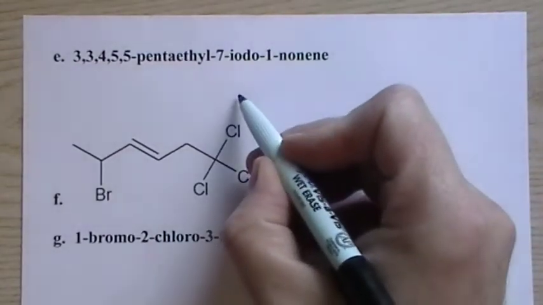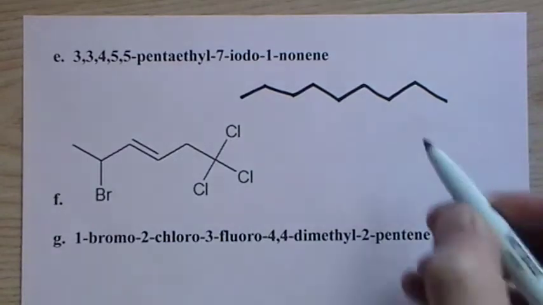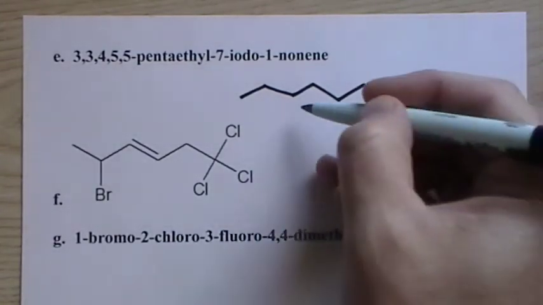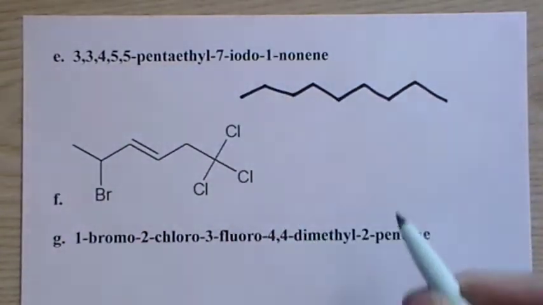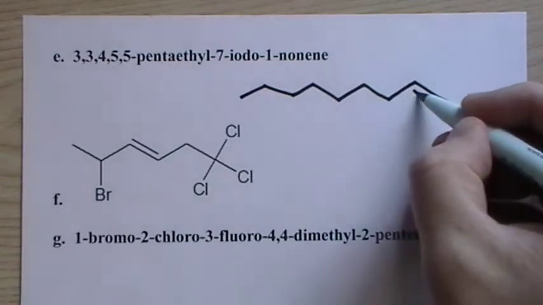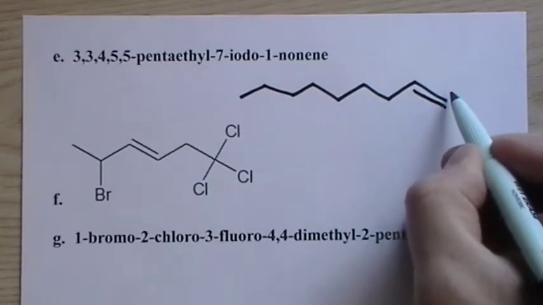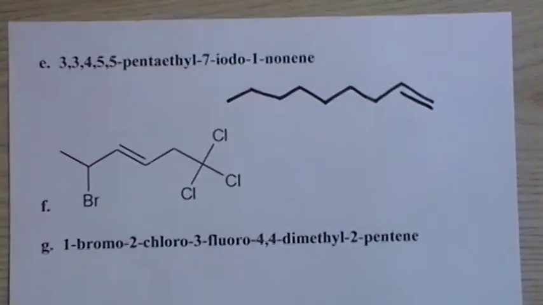So nonene, 1, 2, 3, 4, 5, 6, 7, 8, 9. I'm going to number it from this side, because we have all of these big groups and they'd get lost in the letters up here. So I'll start from this side. So this is 1-nonene, so the double bond is at position 1, and then we have 5 ethyl groups.